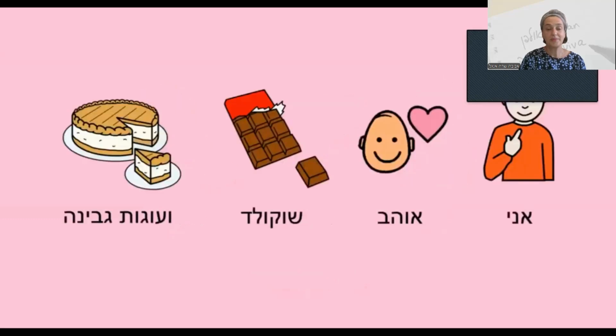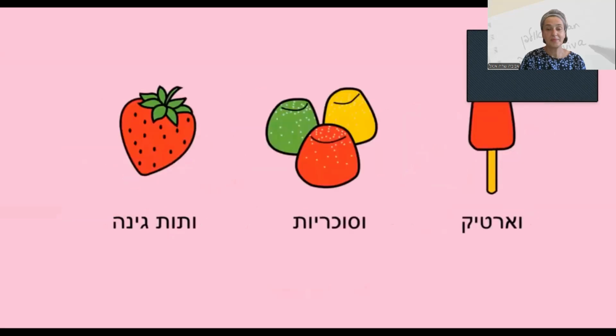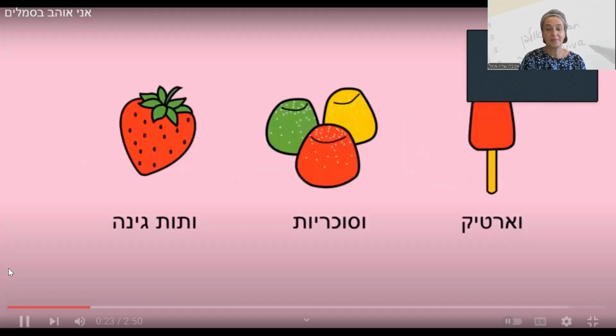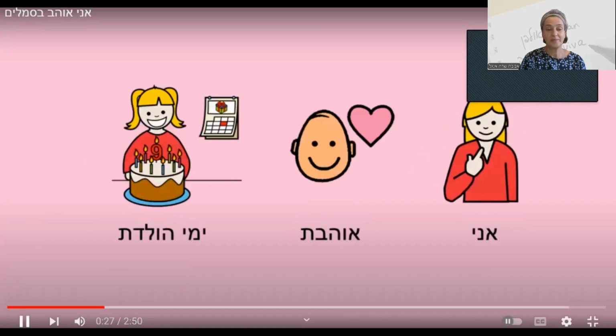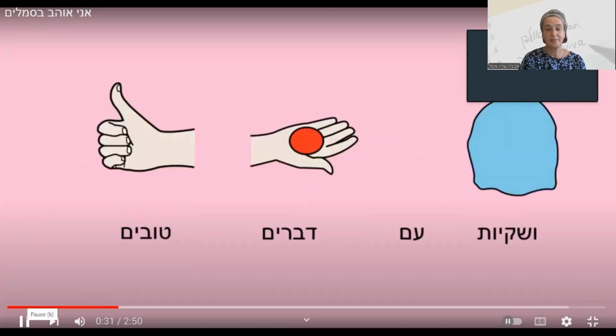אני אוהב שוקולד ועוגות גבינה וארטיק וסוכריות ותות גינה. אני אוהבת ימי הולדת ושקיות עם דברים טובים.